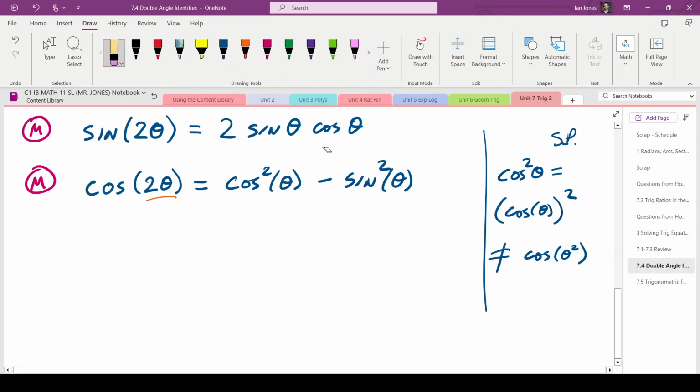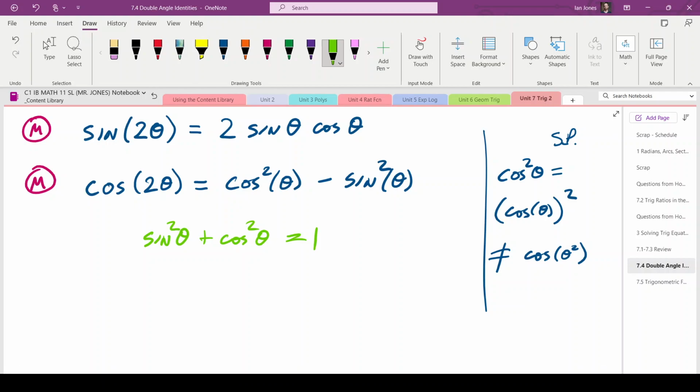Now they're completely different identities. Here it's all multiplication. Here you have squareds and a subtraction. So they obviously have different foundations. But I like to write them this way because it's easier for me to remember them. Now, keep in mind this identity here. We know that sine theta squared plus cosine theta squared equals 1. That's the Pythagorean identity. We actually proved that one just by looking at the definition of trig ratios. It's not that difficult to prove.